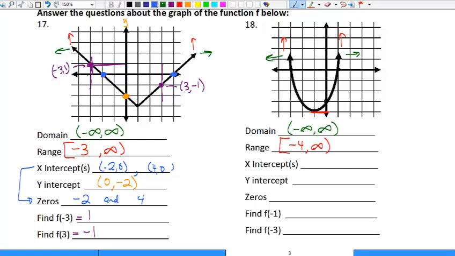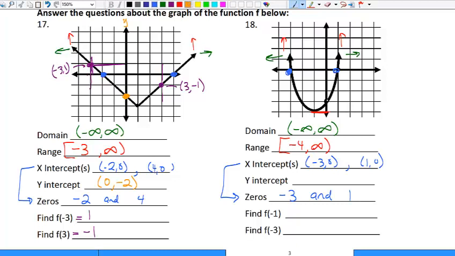The x-intercepts, let's see, crosses the x-axis twice, so that's negative 3 comma 0 and 1 comma 0. If you can get that right, automatically come down and do the zeros, which are negative 3 and 1. Sometimes you might only have one x-intercept, and therefore you'll only have one zero. If you have two x-intercepts, then you must also have two zeros.